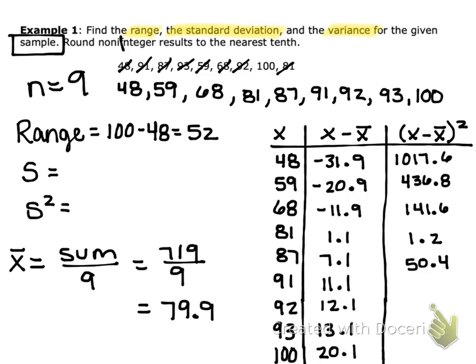So after 50.4, we have 123.2, then 146.4, then 171.6, and then 404.0.